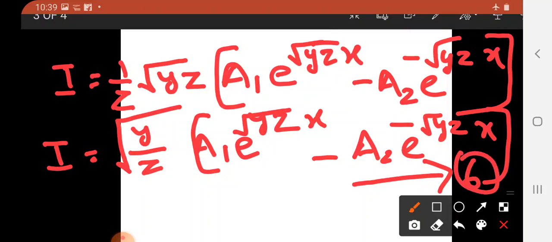dV/dx is equal to, we got one equation, square root of YZ into something. Just assume that equation as 5. So now we have the equations. Equation 4 and equation 5 give the expressions for voltage and current in the form of unknown constants, those are A1 and A2. The values of A1 and A2 can be determined by applying the receiving end conditions as under.